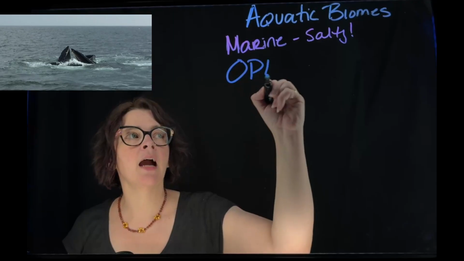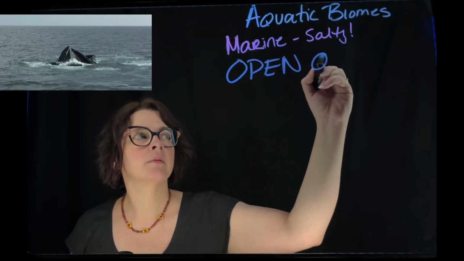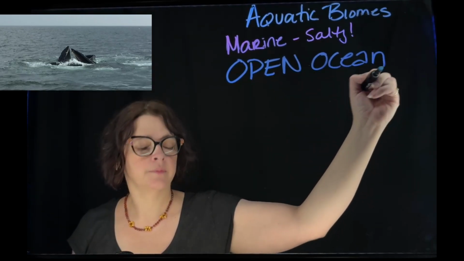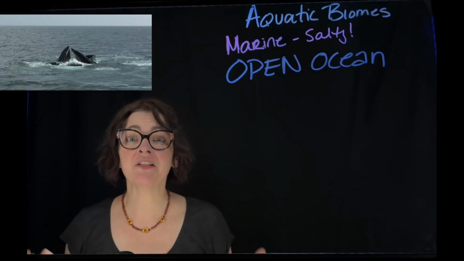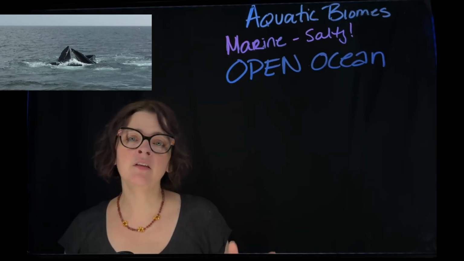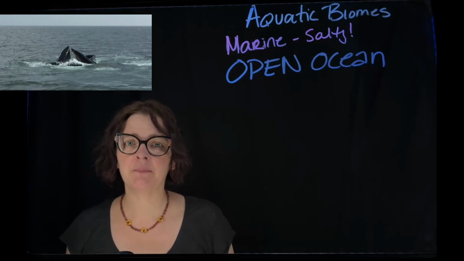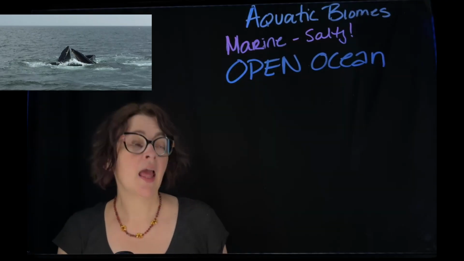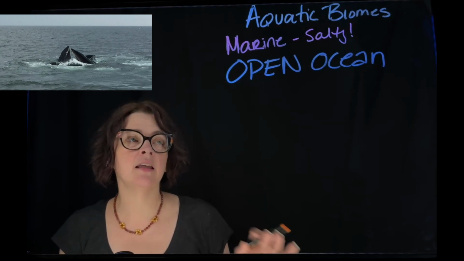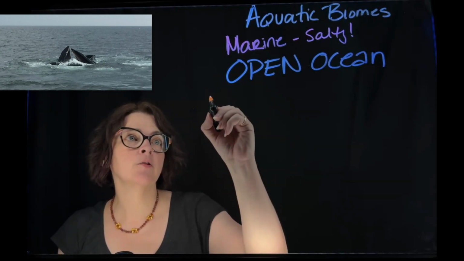And lastly, we have the open ocean. The open ocean is essentially the deep ocean. In the open ocean, we don't have a lot of plant material as the water is too deep to support plant life. Let's take a look at the anatomy of the open ocean.